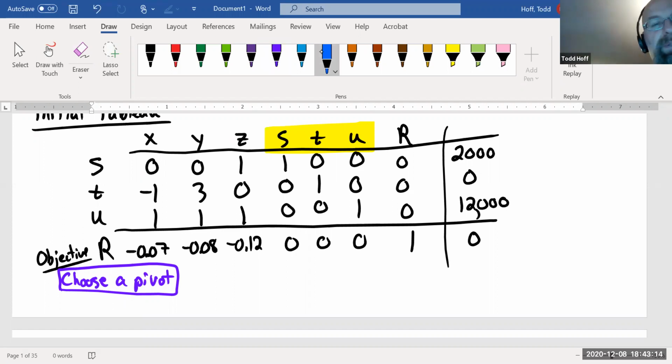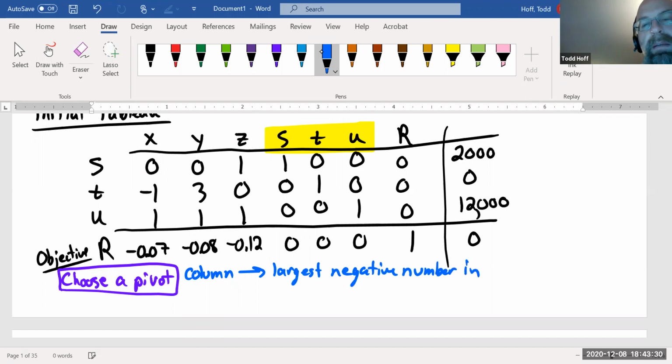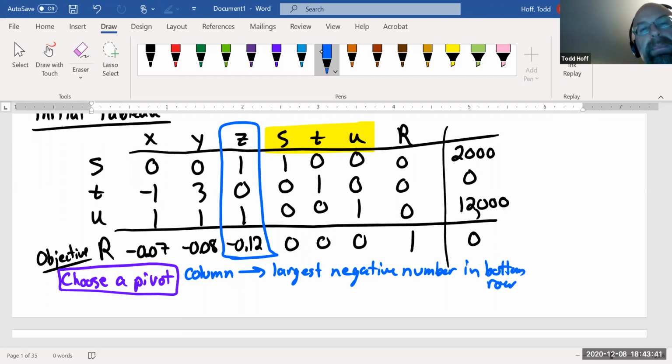So to find our pivot, we first find the pivot column. It's the column of the largest negative number, so the most negative number in the bottom row. In the bottom row, the largest negative number is the negative 0.12. So that column is where our pivot's located. To find the row of our pivot, we use the smallest test ratio.